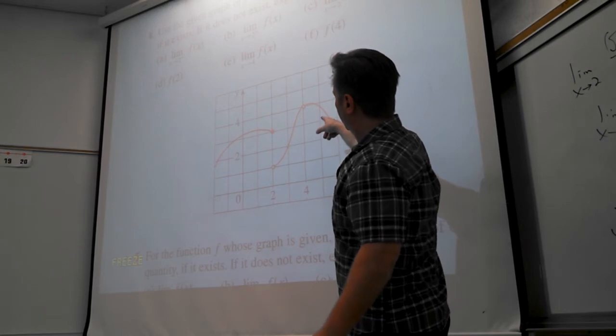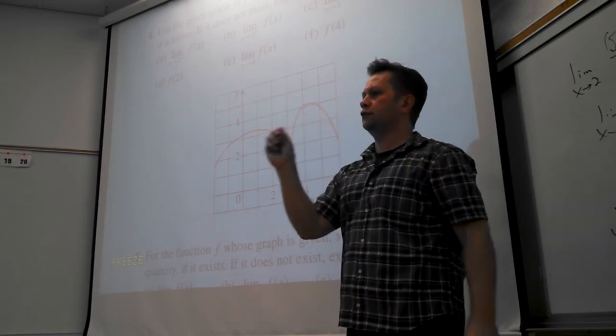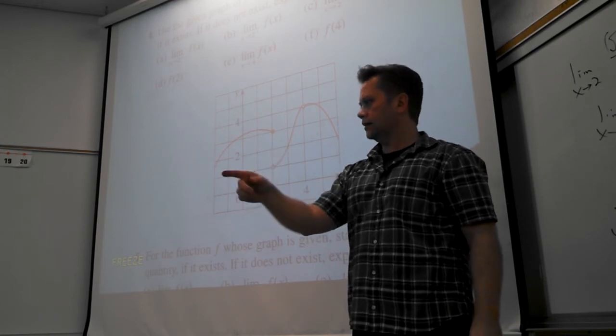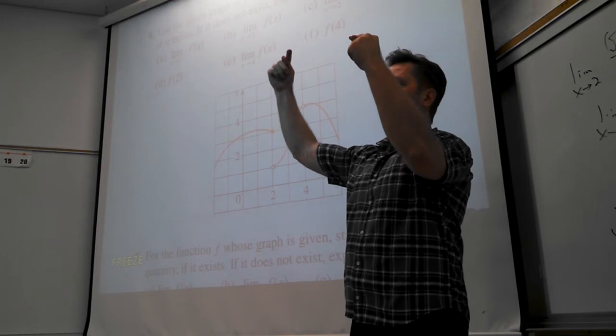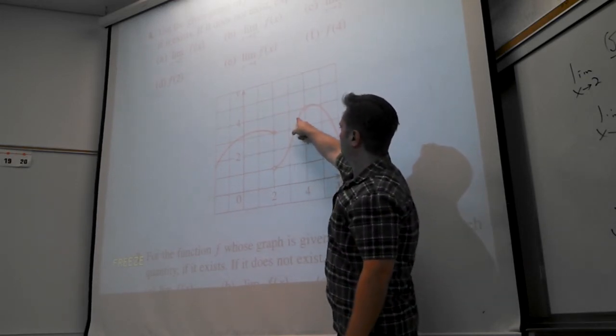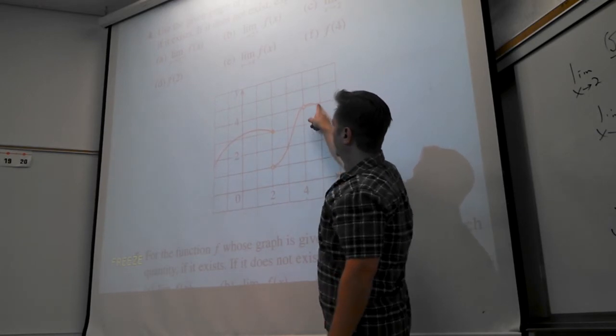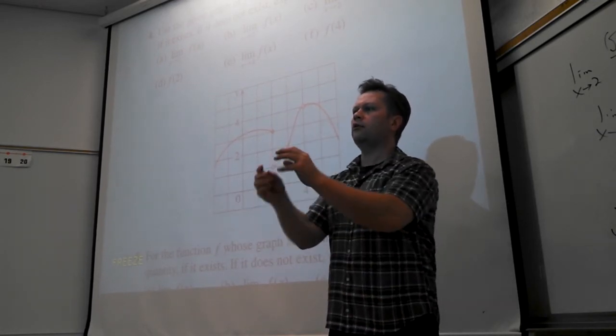So what about this? What's the limit as x goes to 4? Now, be careful. What's f of 4? Does not exist. Undefined, really. F of 4 is undefined. What's the limit as x goes to 4 from below? What's the function approaching? 4. From above? 4. So what's the limit as x goes to 4? 4.